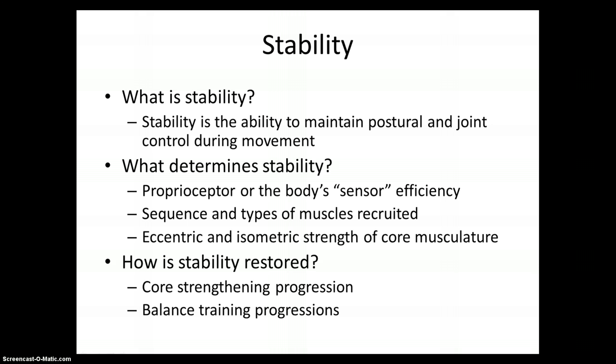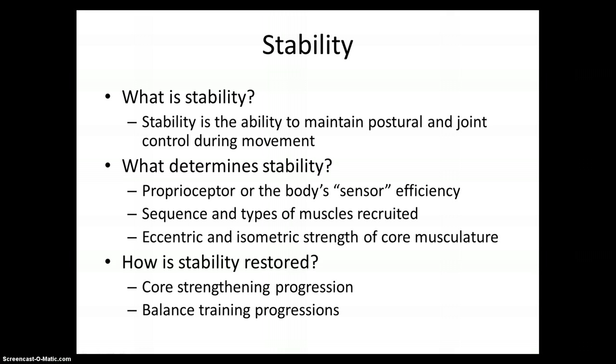The way we restore stability is really through two primary mechanisms. The first is a core strengthening progression. Again, we start from isometric and eccentric exercises and move on up to concentric, the shortening or the traditional types of flexion extension exercises that we think of with fitness programming. But we first start with the essentials, and that's our ability to stabilize through isometric contraction and to slow or decelerate through eccentric activities. The second thing we do is balance training progressions.